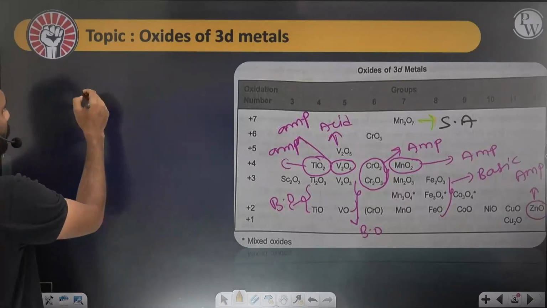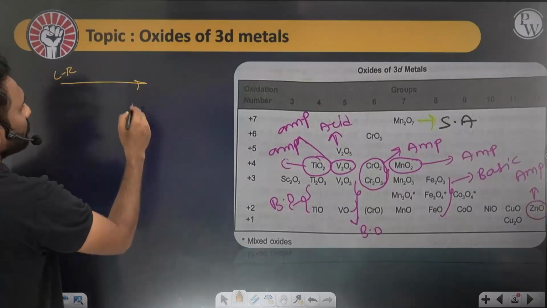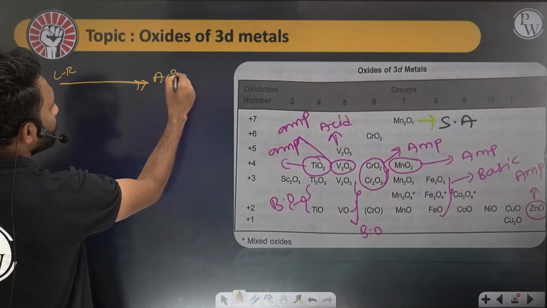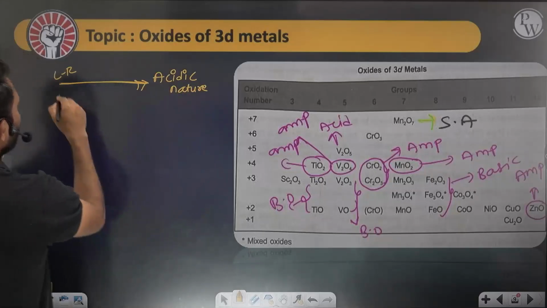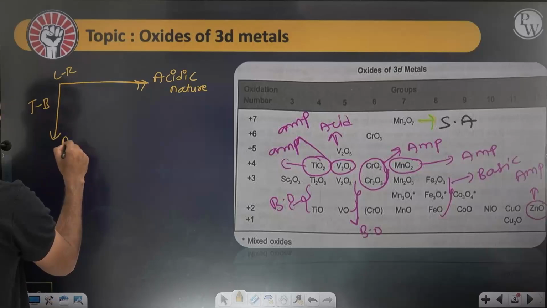Now when we move from left to right, acidic nature increases. When we move from top to bottom, acidic nature decreases.